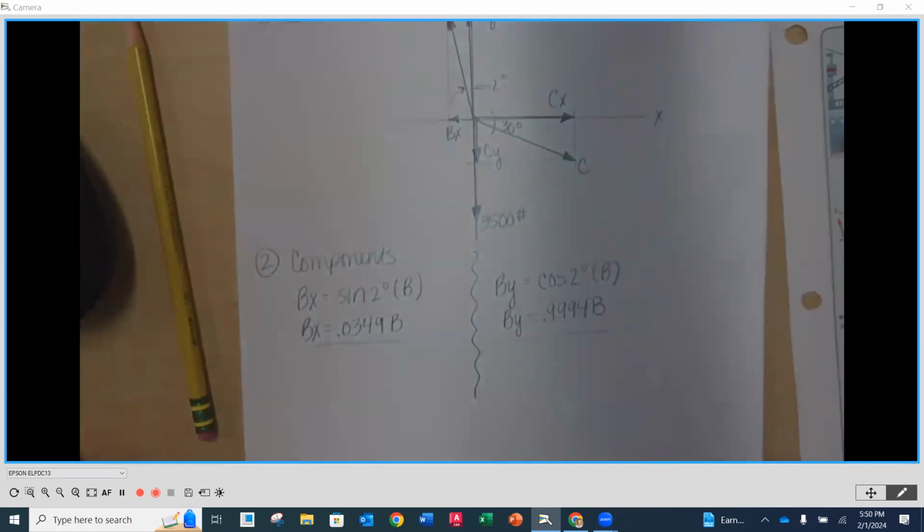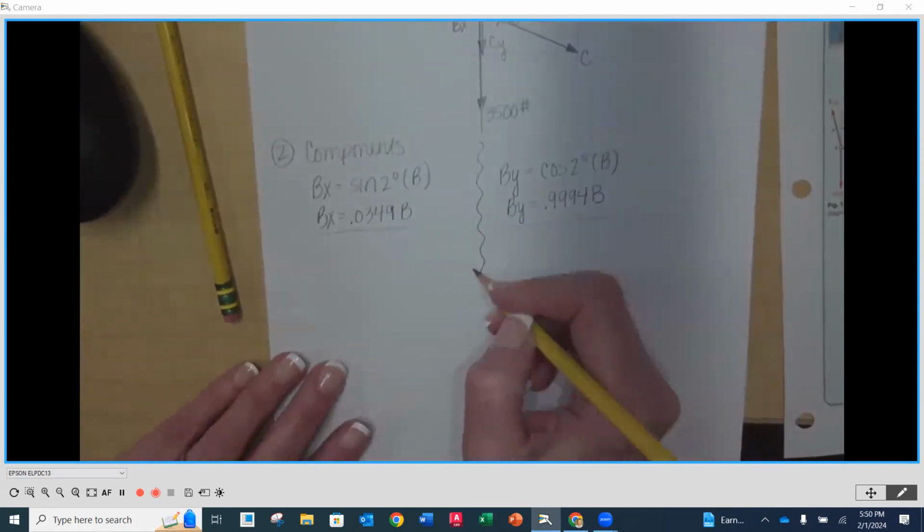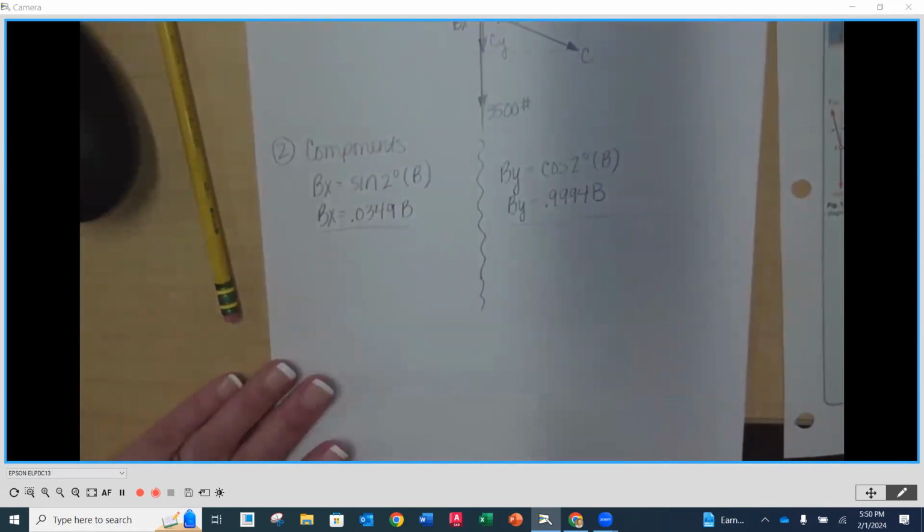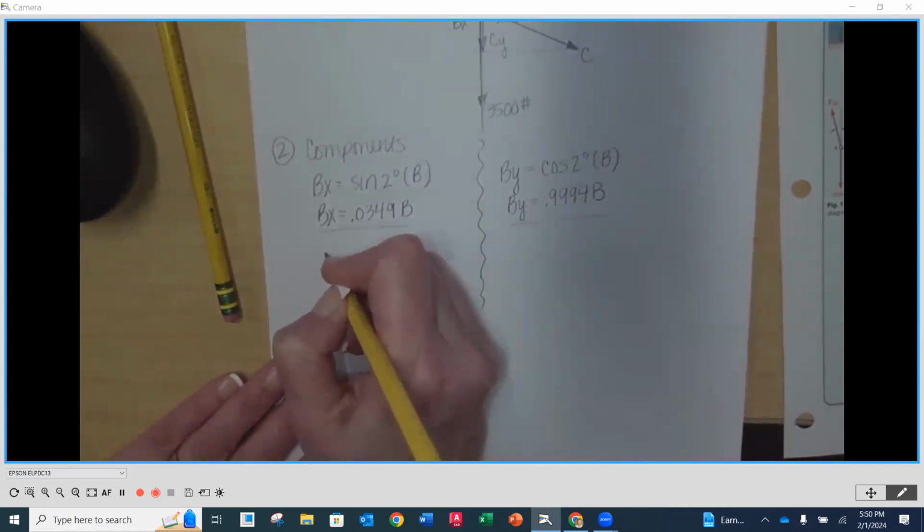Okay, go ahead and solve for your components at C. I'll just sit here and I'll put mine in. I'm not going to talk it through. And then we can compare.